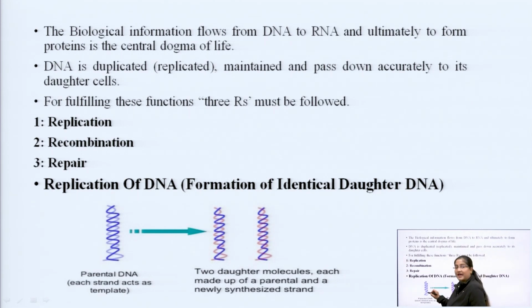As we can see, there is one strand here and the second strand here. This one strand will make one daughter DNA and the second strand will make another daughter DNA. Okay. So only one single strand of DNA is required to make a complete daughter DNA. So with one parent DNA we can make 2 daughter DNAs.